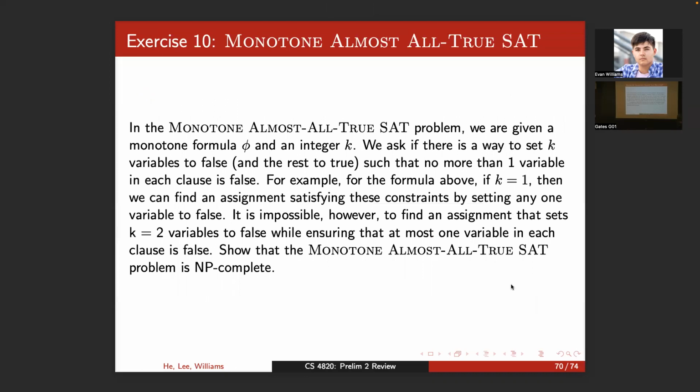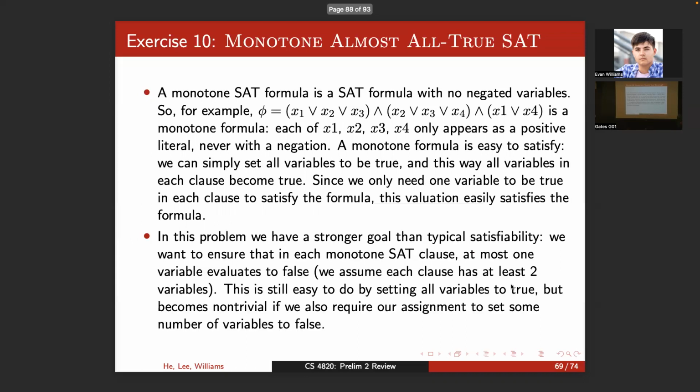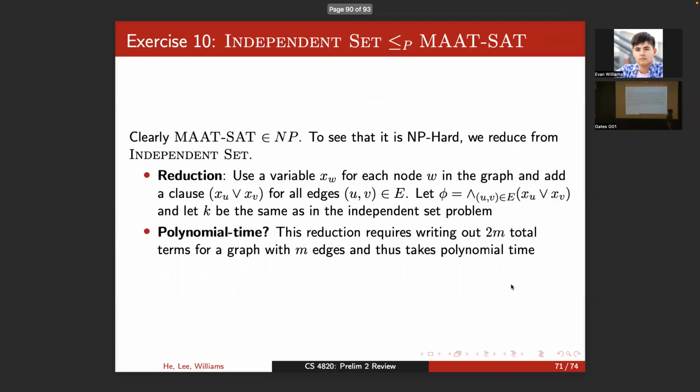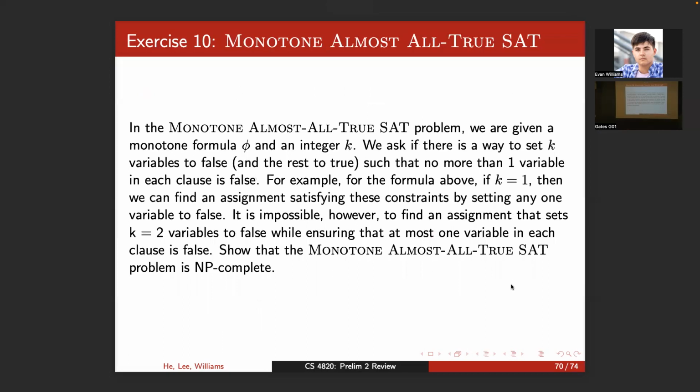Oh, I did not provide an example. I said in the formula above. Oh, and that's okay. So in this formula, if k equals 1, then I think this works. We can set x4 to false, I think. Yeah, and it still works. But if k equals 2, then it doesn't work, right? Okay. So we want to show that this problem is NP-complete.